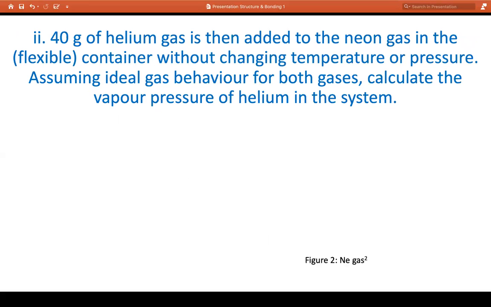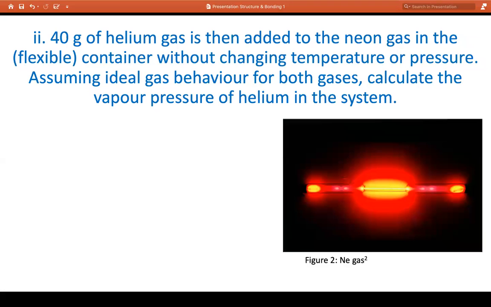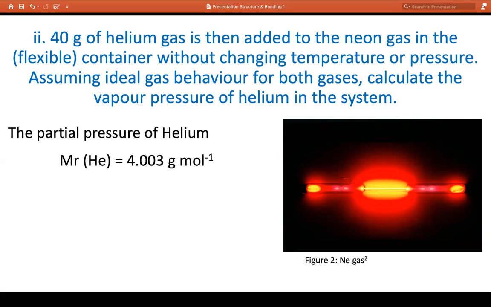40 grams of helium gas is then added to the neon gas in the flexible container without changing temperature or pressure. This is an important part: without changing temperature or pressure. Assuming ideal gas behavior for both gases, calculate the partial pressure of helium in the system. Here is the neon gas, as you can see. We need to start from the molar mass of helium, which we can get from the periodic table, 4.003 grams per mole.